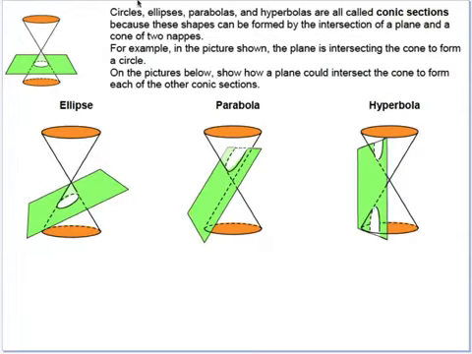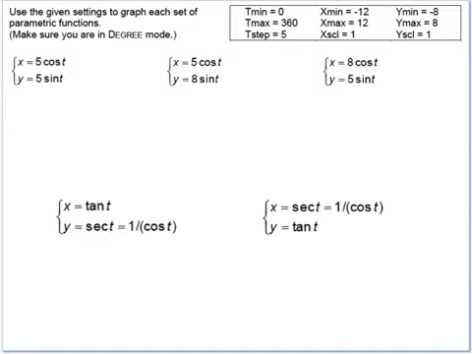All right, so these are the four shapes that we're going to look at. Because we've done so much with parabolas, we're really not going to focus on the parabolas a whole lot. We'll focus mainly on the ellipse and the hyperbola. We'll cover the circle a little bit and the parabola a little bit. Okay, so let's go ahead and get started in our notes.